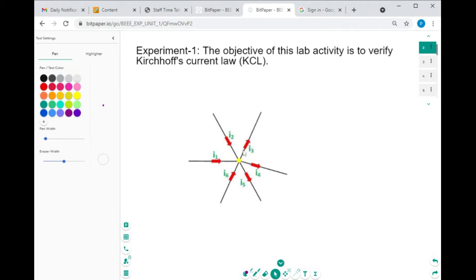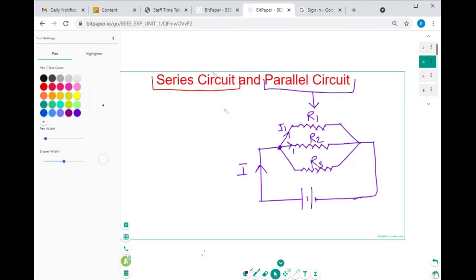As you can see right here, these arrows represent the current leaving from that particular node. So I3, I4, I5, these three currents are outgoing currents. These outgoing currents should be equal to the incoming currents. So these three branches are there: I1, I2 and I3, and these three currents are present right here.